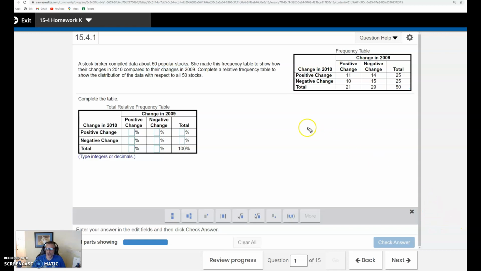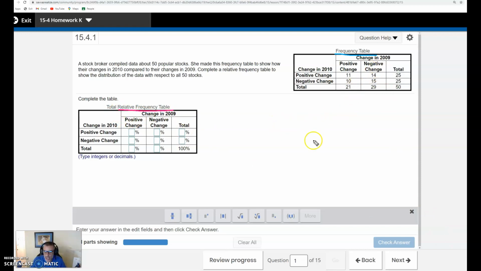So when they say changes, what they mean is they use these words positive change and negative change. A positive change means it went up, you made money, and you're happy. A negative change means it went down and you lost money and you're sad. So maybe a stock went up in 2009, but it went down in 2010, and what percent of stocks fit into that category. So what we're going to do is take each of these entries in our frequency table and convert them into a percent for our relative frequency table.